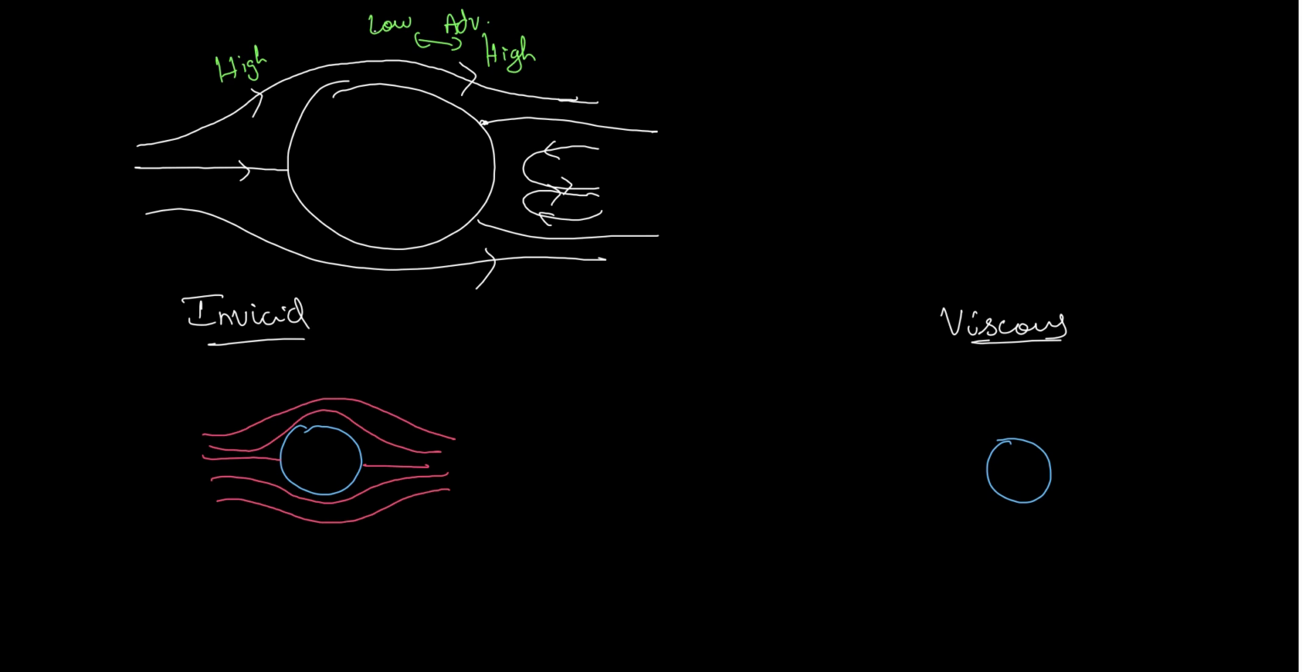But in a viscous flow, separation will happen, and the flow will look like this. There will be a recirculation zone here, which looks like this. Flow starts to separate from this point. Okay, these are the streamlines, right?